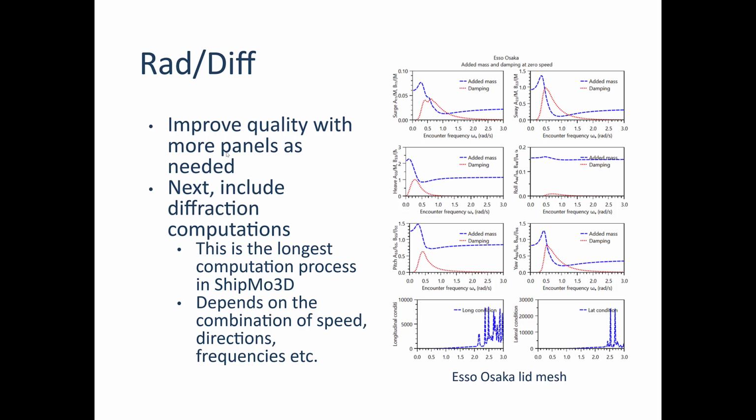So how can you improve quality of results? Well, typically the best way to do this is by adding more panels as needed. But there are a couple of other tricks you can do. Again, really recommend use the lid method. That's a great way of controlling any issues with noise showing up in the radiation results. But yeah, if they're looking good, then recalculate them and include the diffraction computations.